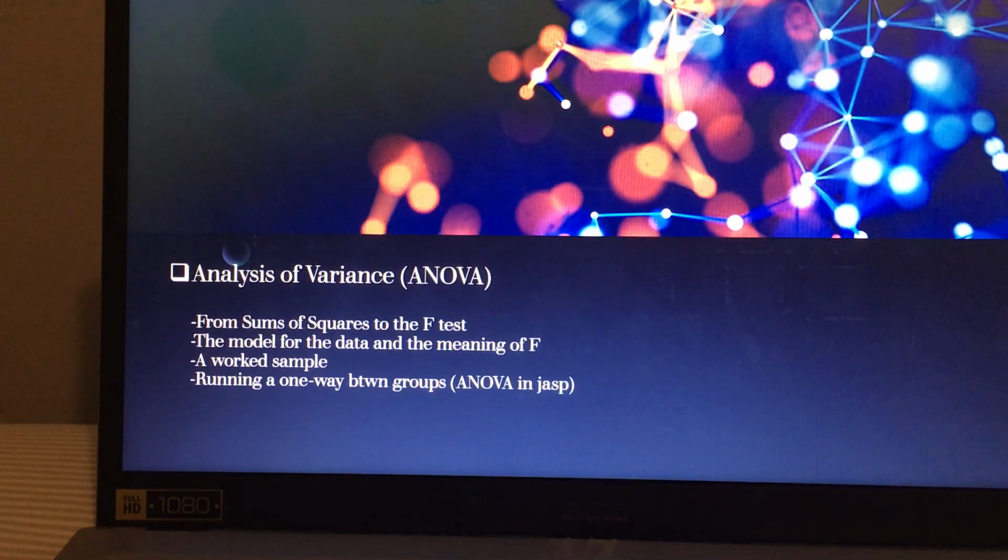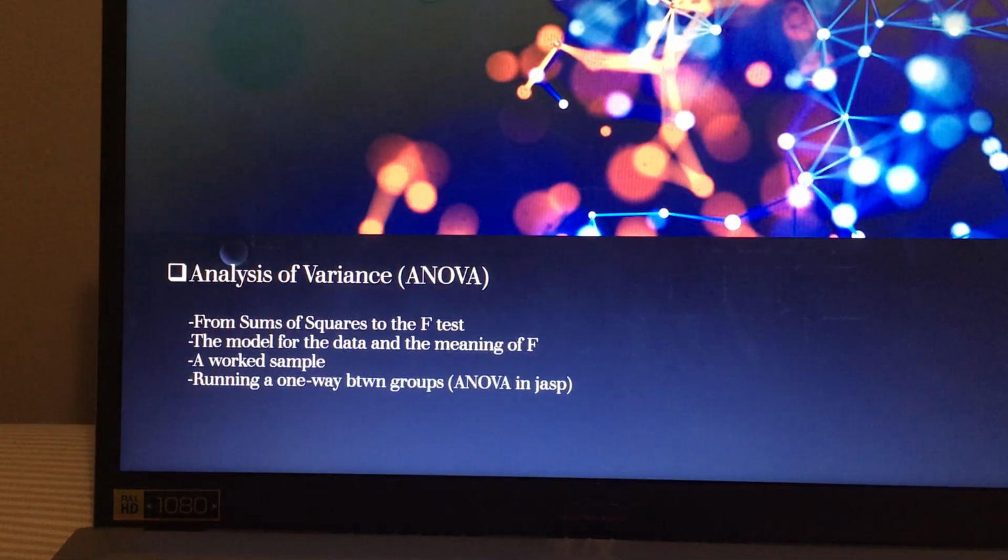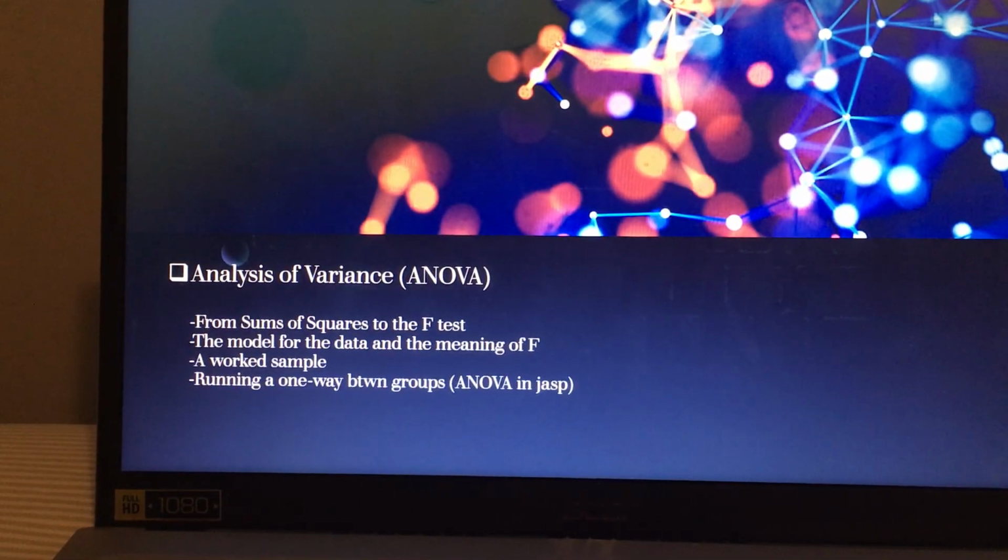A pretty standard way of reporting this result will be to write something like this. A one-way ANOVA showed a significant effect of drug on mood gain, F(2,5) equals 19.3, p less than 0.001. And next we're going to actually run a one-way ANOVA example. We're going to run the one-way between groups ANOVA in JASP.